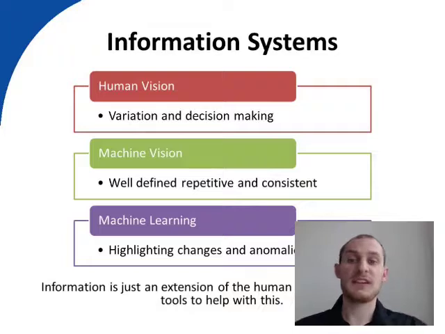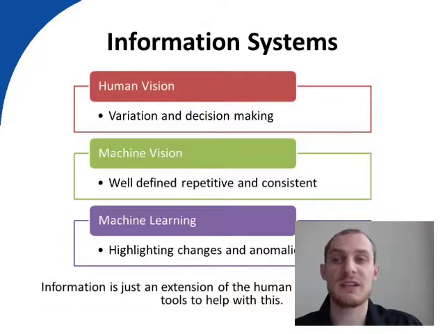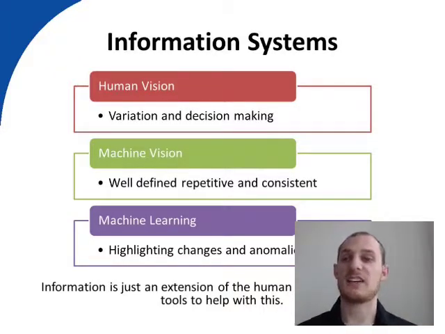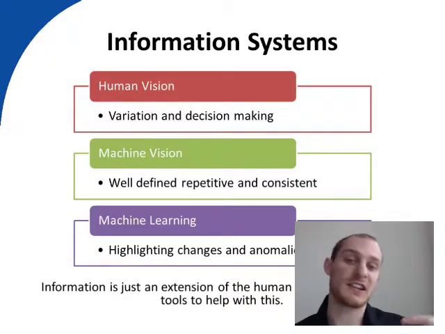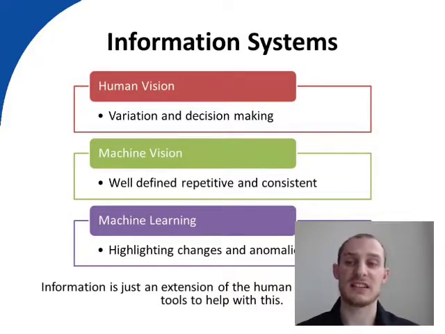So, as an overview, human vision for dealing with variation and decision making, machine vision for well-defined repetitive tasks, machine learning to highlight changes and anomalies. Now, the biggest mistake I see is a lot of people trying to replace human vision tasks with machine vision and dealing with highly variable, highly uncertain data. Now, there are ways that you can separate the task that I'll be going to a bit later where the human can deal with the variable task and the machine can deal with the repetitive, consistent task.